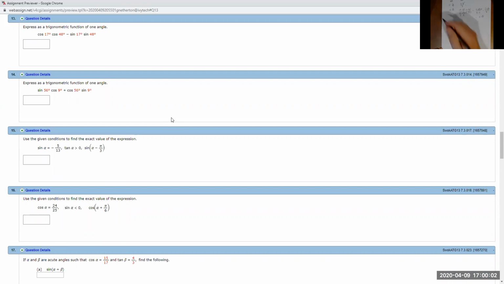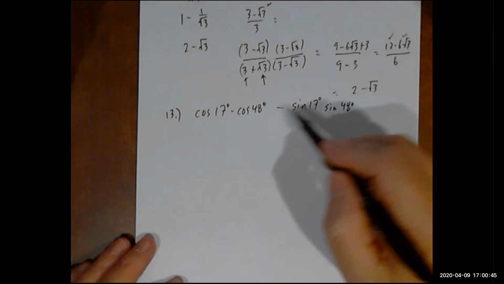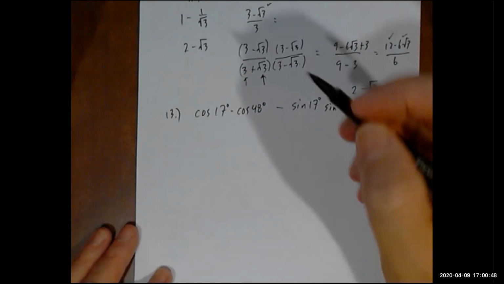All right, so let's write this problem down and we can talk about what they're doing. So cosine of 17 degrees times the cosine of 48 degrees minus the sine of 17 degrees times the sine of 48 degrees. All right. So here's the idea here. They're almost like using the sum and difference formulas backwards. What do I mean by that?